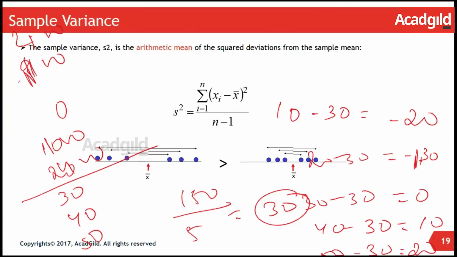either n minus 1 or n, we'll come to this later, to get the sample variance. N minus 1 when we are using a sample and n when we are using the entire population. So that gives us the variance.